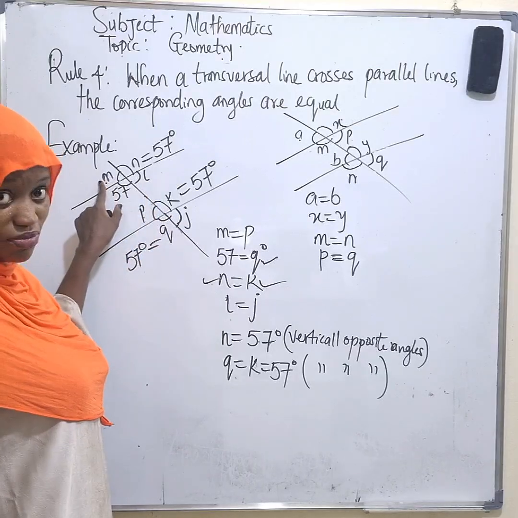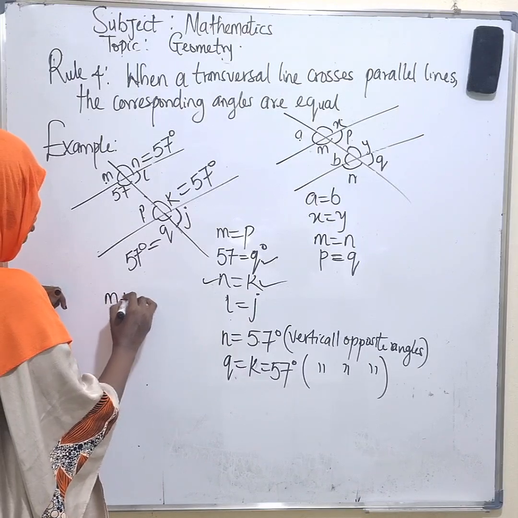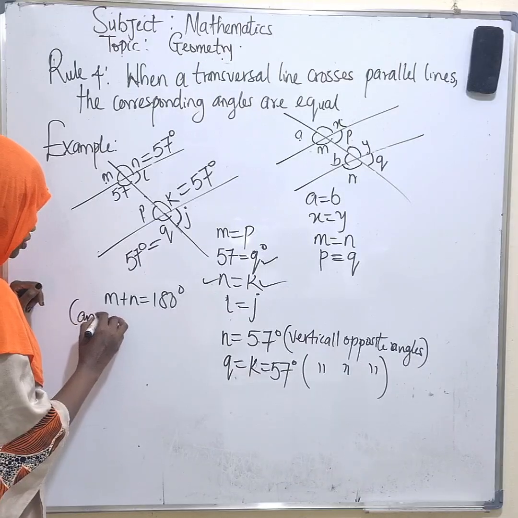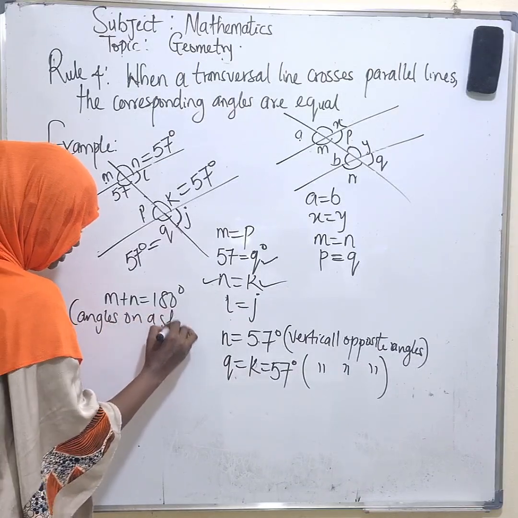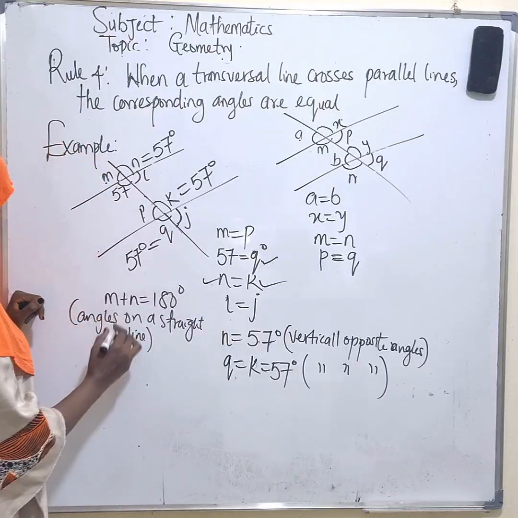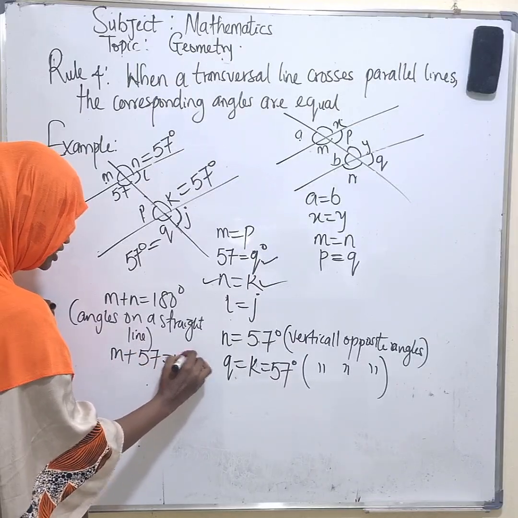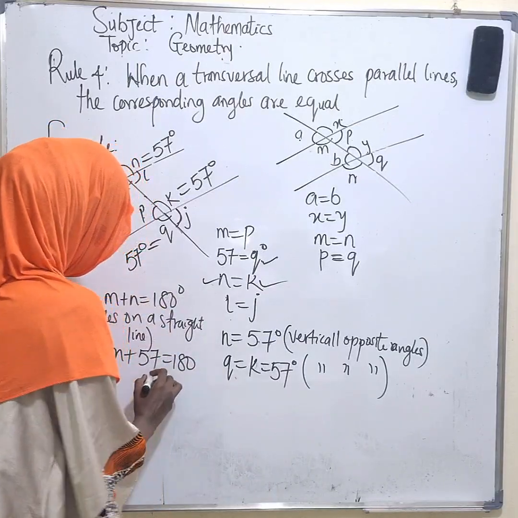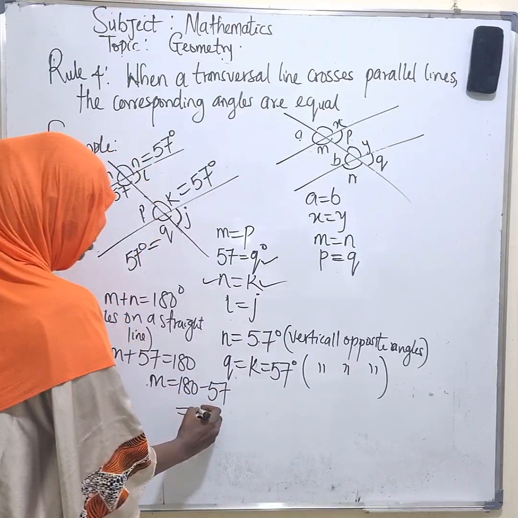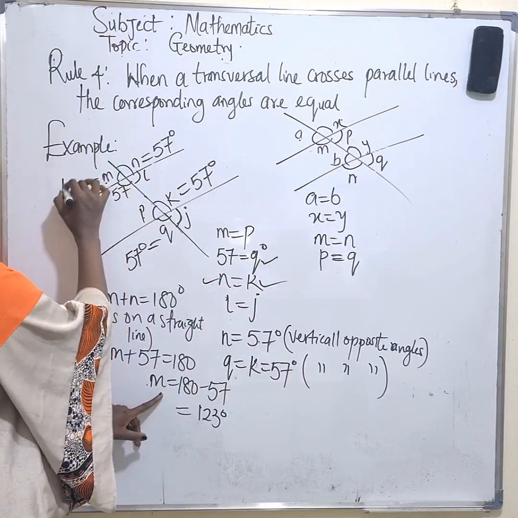So for us to get M, if you look at it, M is on a straight line. So this becomes M plus N is equal to 180 degrees, right? Because they are angles on a straight line. So we are going to get the value for M. We have M plus N, N already is 57, is equal to 180. So we subtract 57 from both sides. So M will be equal to 180 minus 57, which is equal to 123 degrees. So M is 123 degrees, right?